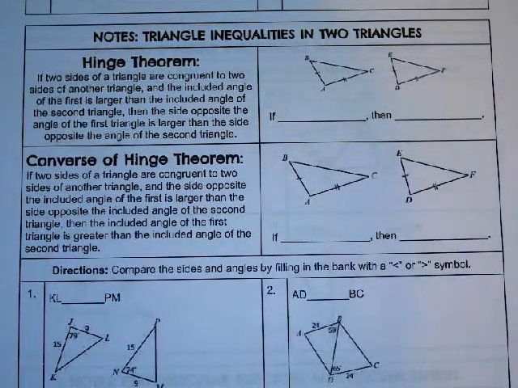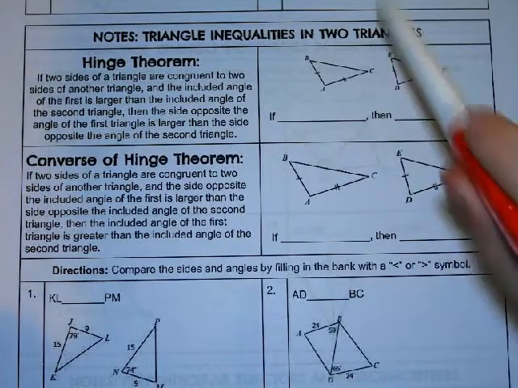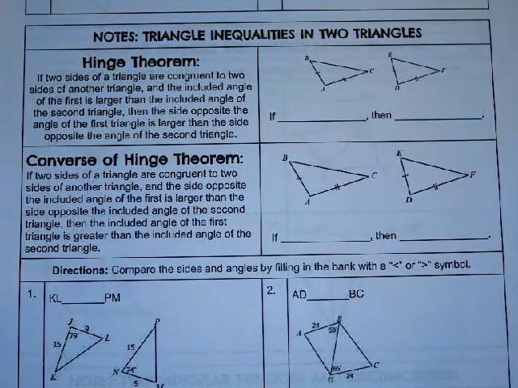So if you read through here, it says, if two sides of a triangle are congruent to two sides of another triangle, and the included angle of the first is larger than the included angle of the second, then the sides opposite the angle of the first triangle is larger than the side opposite the angle of the second triangle.